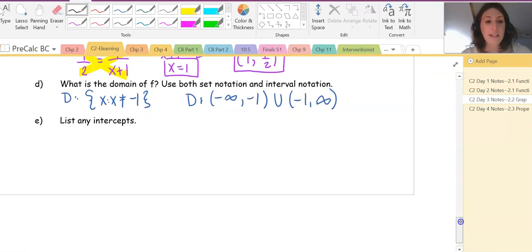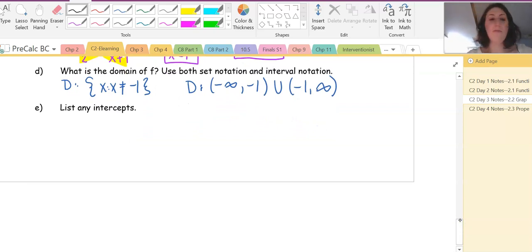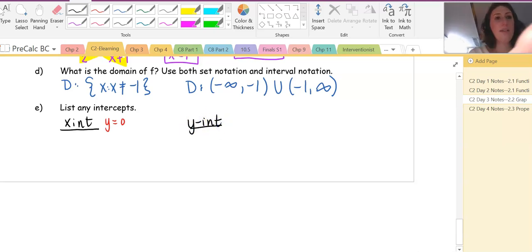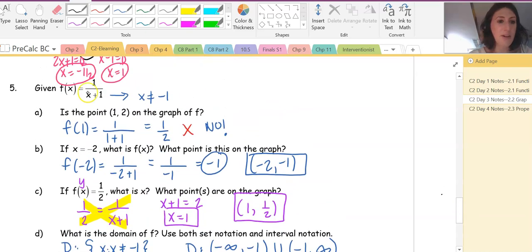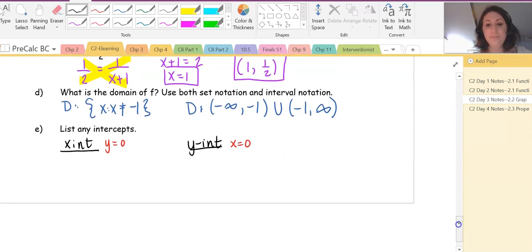Okay, and finally, intercepts. So same rule as before, right? When you want to find an x-intercept, that's where y is equal to 0. And when you want to find a y-intercept, that's when x equals 0. So y-intercept is always going to be easier. We're just plugging a 0 in for x. And you're going to get 1 divided by 1, which is 1. So (0, 1).